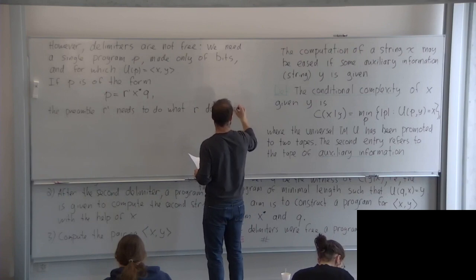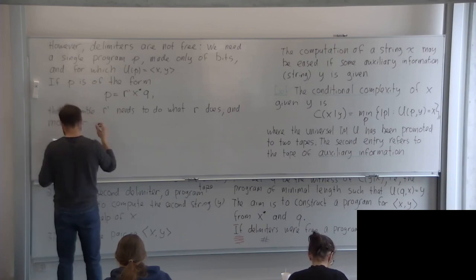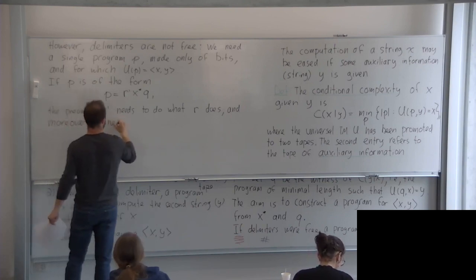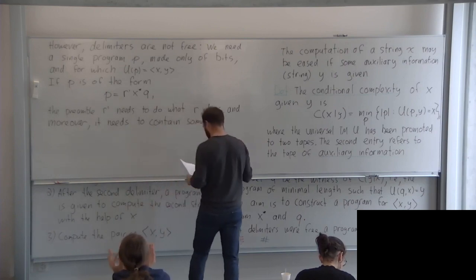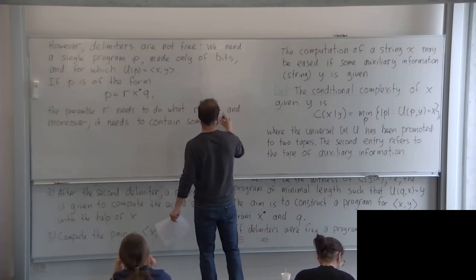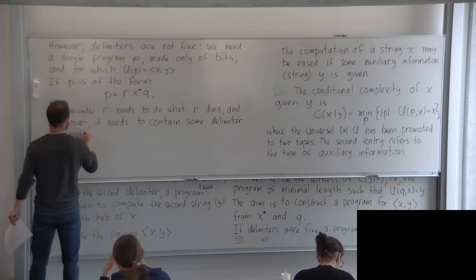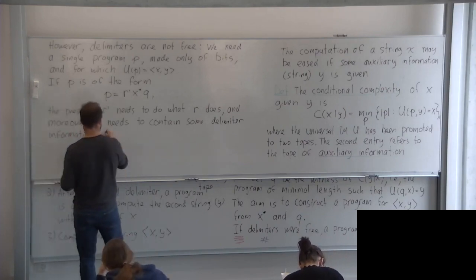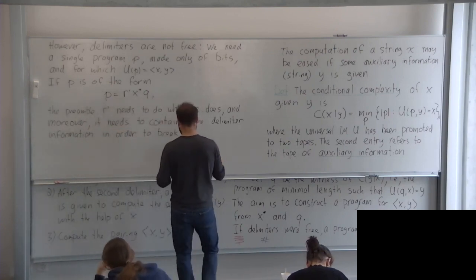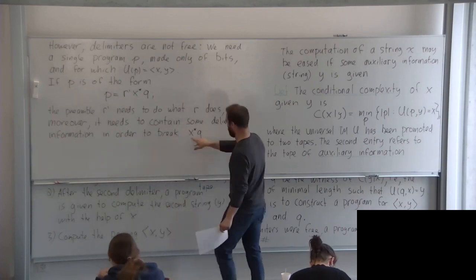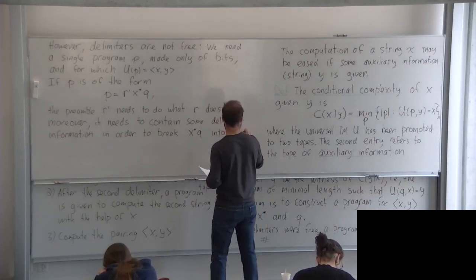And moreover, it needs to contain some delimiter information, in order to break X star Q, which is the concatenation of X star and Q, a large string, into X star and Q.